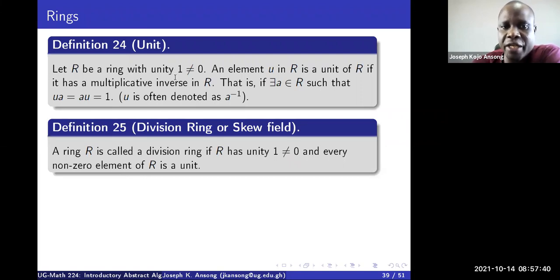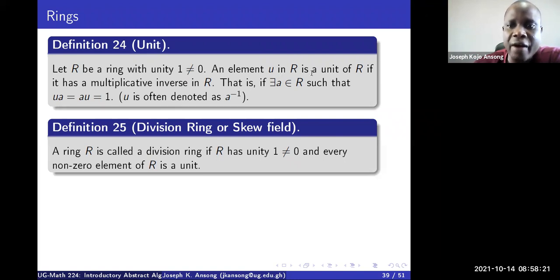We've come across unity already. Unity is the multiplicative identity, okay? And I mentioned that the one here is just used to denote the multiplicative identity. Sometimes it's not just the number one, it could be something else. When we looked at the subset of integers modulo 6 with elements 0, 2, and 4, remember that we said 4 was the identity element there. So this is just to denote what the unity is. Okay. So let R be a ring with unity 1, which is non-zero.